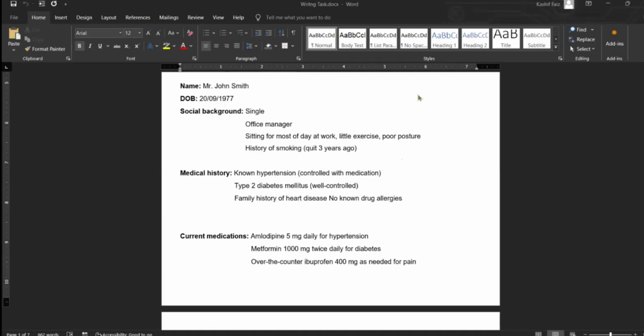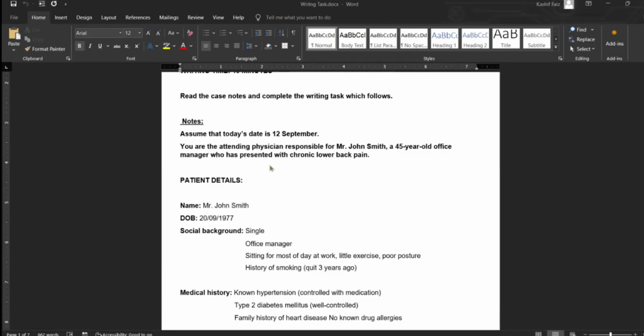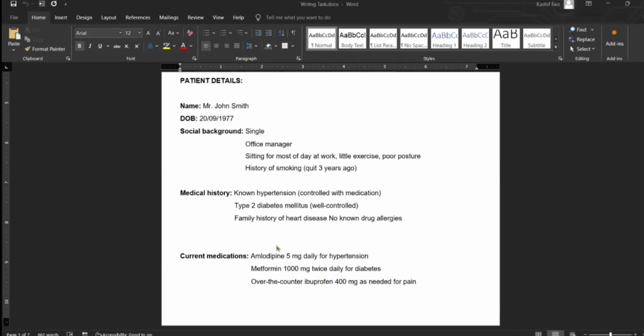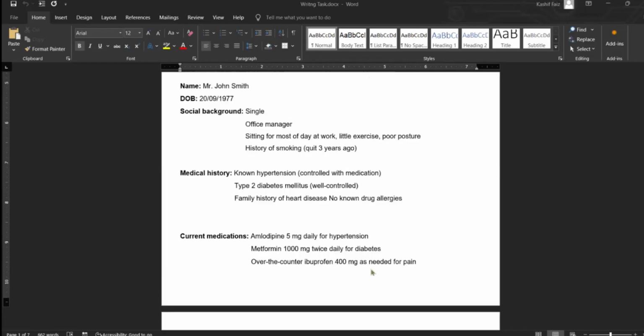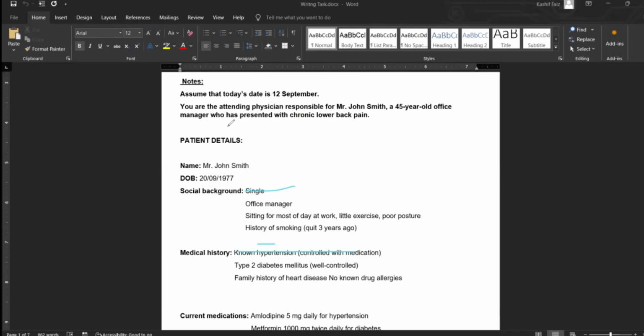Yes, exactly. Perfect. This is what I mean, that you guys should take your time while reading the notes. So far, we have read only one page. And in this page, we have seen that he's hypertensive. It is written that it is controlled with amlodipine. He's diabetic. It is well controlled with metformin. He's taking that twice daily. And above, it is mentioned that he had chronic lower back pain. He is an office manager, sitting for most of the day at work, little exercise, poor posture.